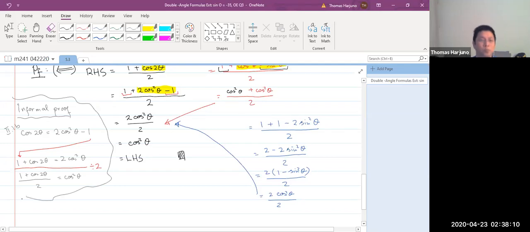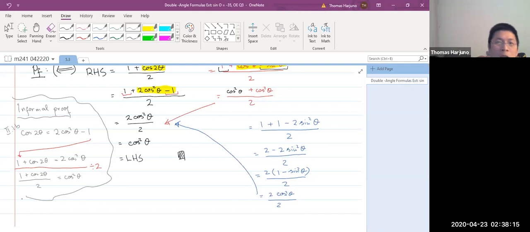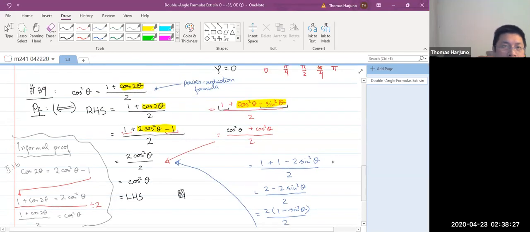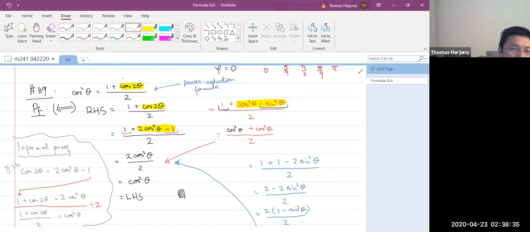Okay? You play with the formula. Now, the reason that most textbooks don't call this a special group is that this formula here, this power reduction formula, is basically a rewriting of the double angle formula. Okay.